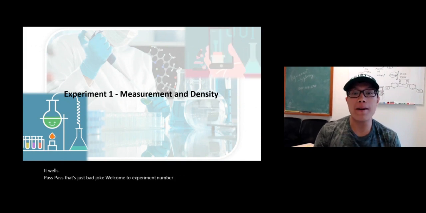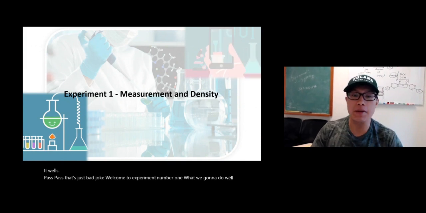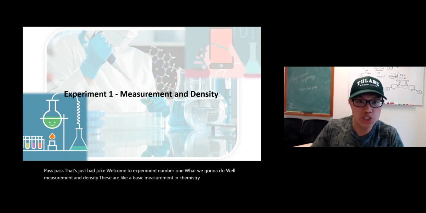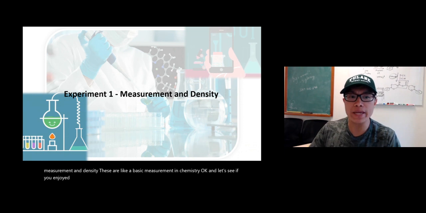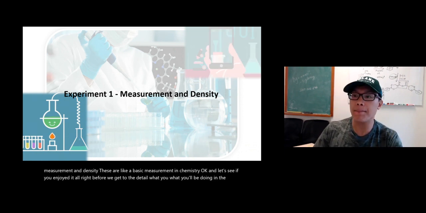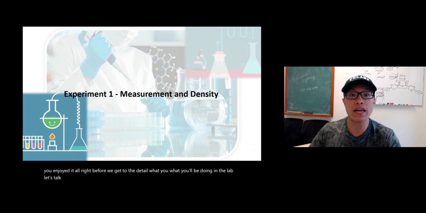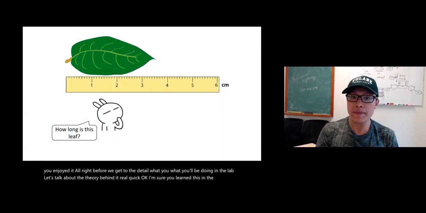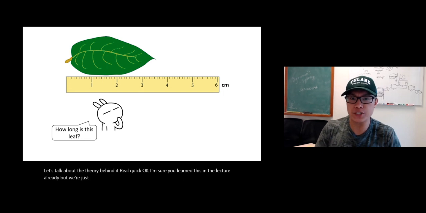Well, welcome to experiment number one. What we're going to do is measurement and density. These are the basic measurements in chemistry. Okay, and let's see if you enjoy it. All right. Before we get to the details of what you'll be doing in the lab, let's talk about the theory behind it real quick. I'm sure you learned this in the lecture already, but we just want to make sure we're on the same page here.